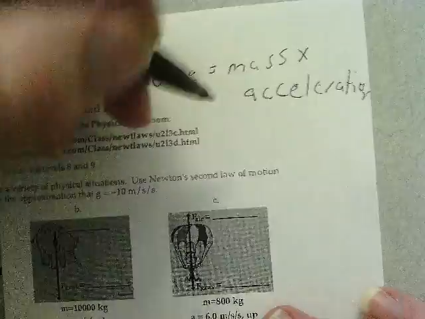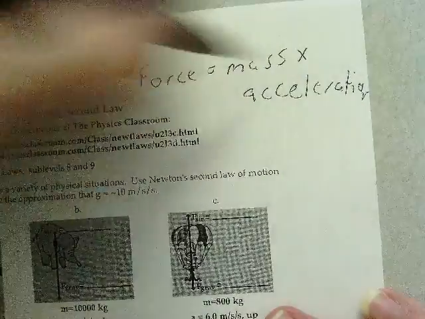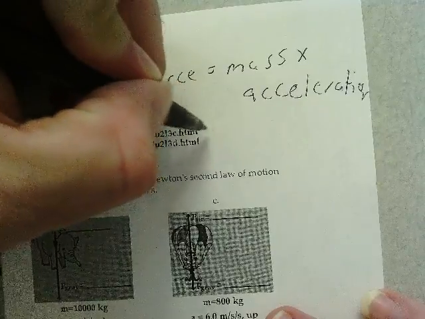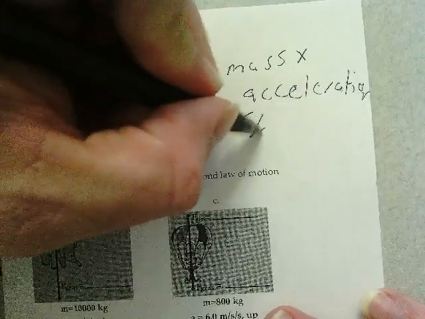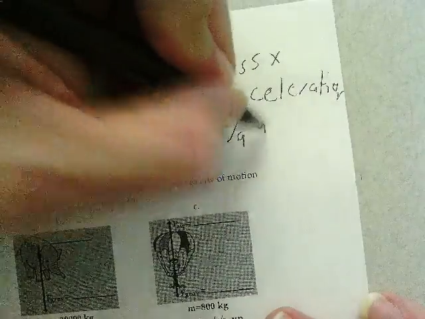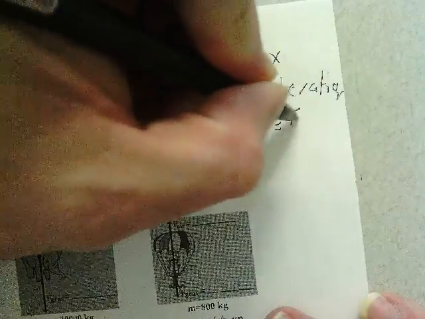Now, we will put this into use, but just remember, if we're looking for any of the other two variables, then it becomes mass is force divided by acceleration, and acceleration is force divided by mass.